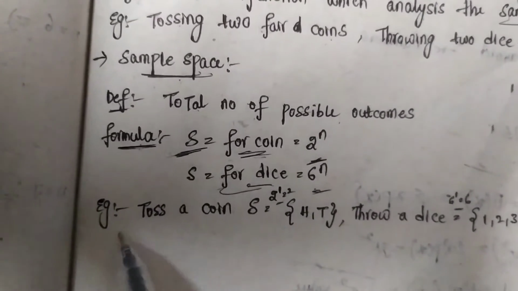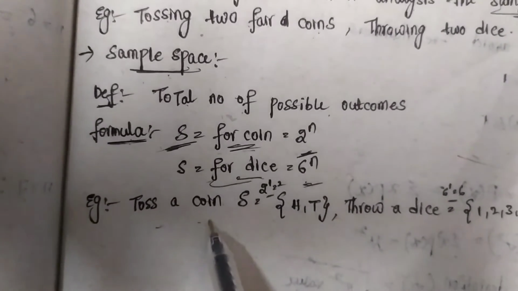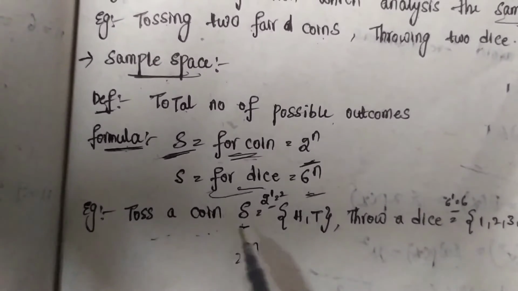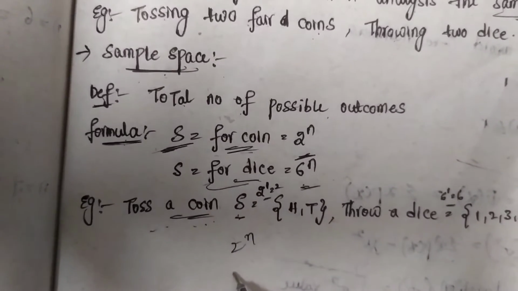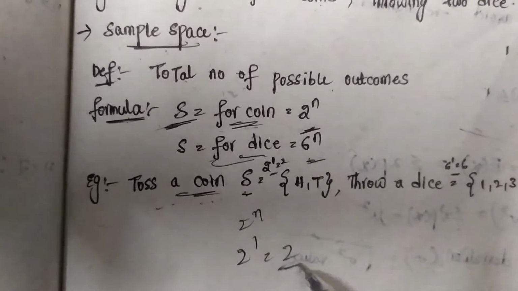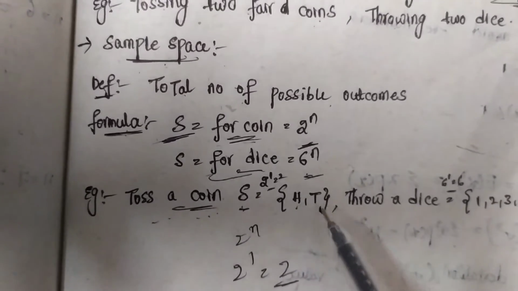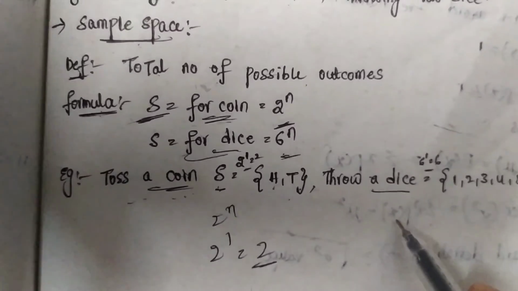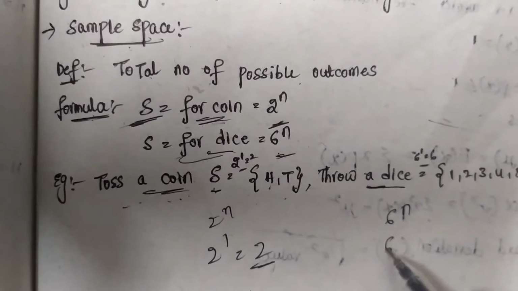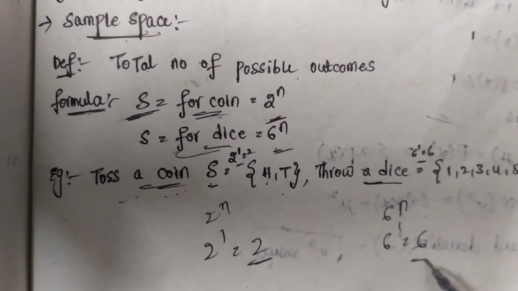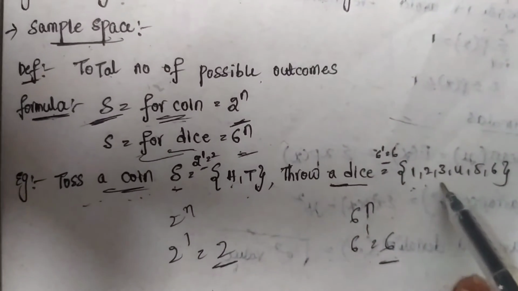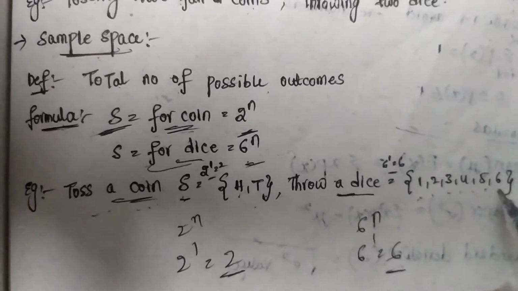Let us understand with an example. Toss a coin, such that S equals 2 power n. Here we are tossing only one coin, that's why 2 power 1 equals 2. The possible outcomes are 2, that is head and tail for a coin. For a die we know the formula is 6 power n. Here we are throwing only one die, that's why 6 power 1 equals 6. The total number of possible outcomes is 6, represented as the set {1, 2, 3, 4, 5, 6}.